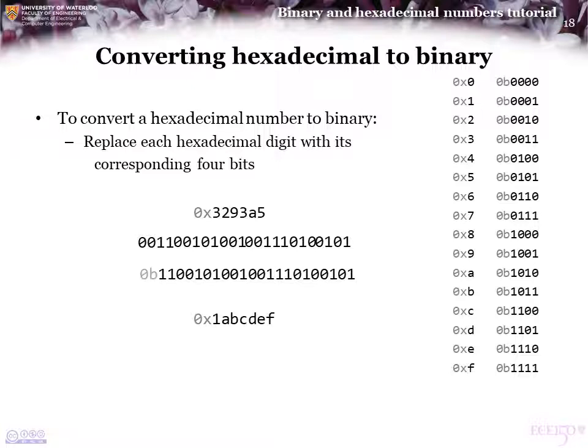Okay, here's another example. Once again, starting on the right, F is 4 ones, E is 1110, D is 1101, C is 1100, B is 1011, A is 1010, and 1 is 0001. Once again, I can take off or strip the leading zeros, and I'll replace that once again with 0b, just to again emphasize this is a binary number.